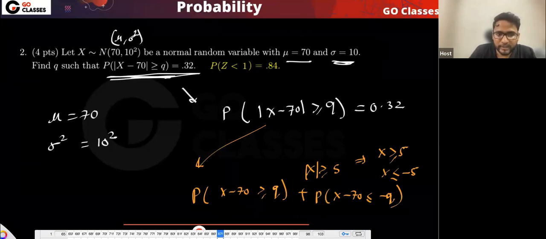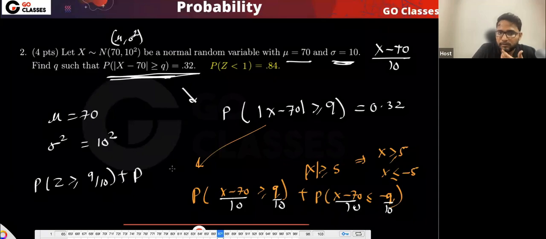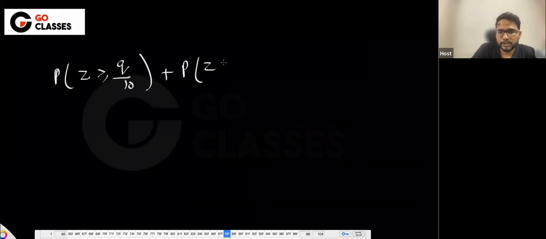Now let's convert that to a standard random variable. If you convert to standard, it looks like X minus mu upon sigma, which is X minus 70 upon 10. If you divide by 10 in both cases, it will look like this. So it is Z. Finally, it is coming out to be the probability of Z greater than or equal to q by 10, plus the probability of Z less than or equal to minus q by 10. Is this understandable? Okay.